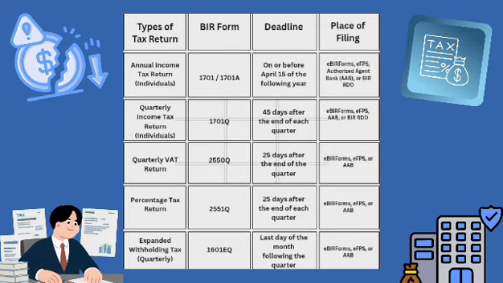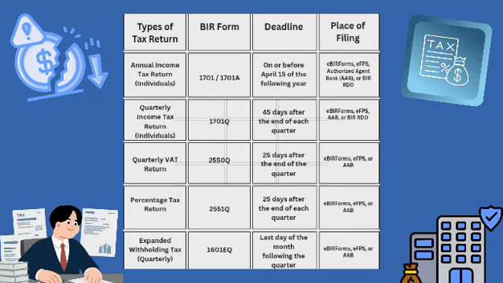Number 3. Quarterly VAT Return. BIR Form 2550Q. Deadline: 25 days after the end of the quarter. Place of filing: eBIR Forms, eFPS, or AAB.